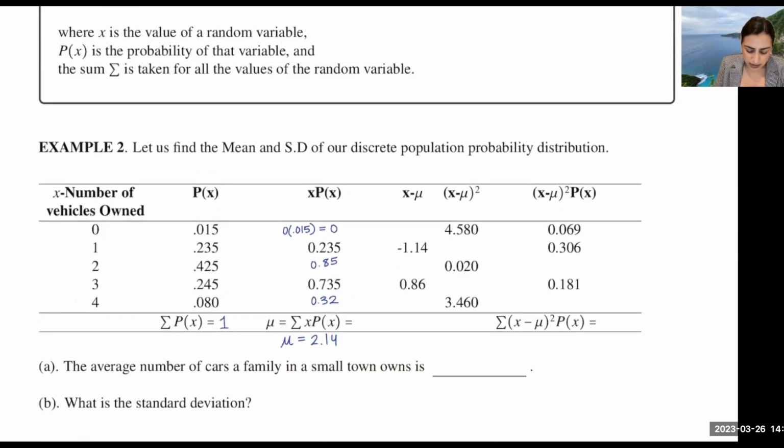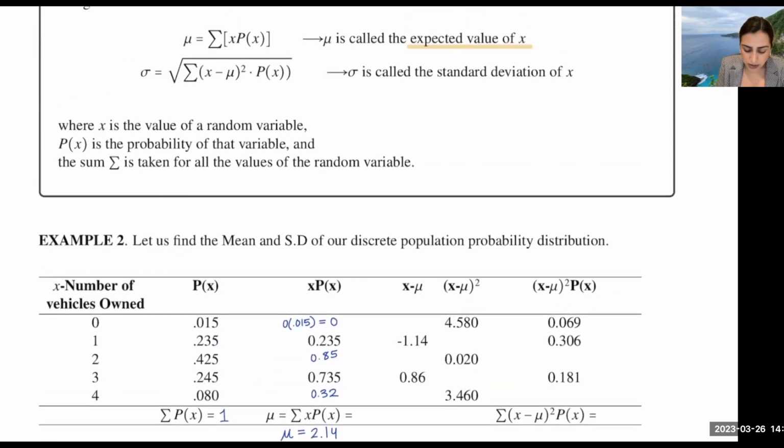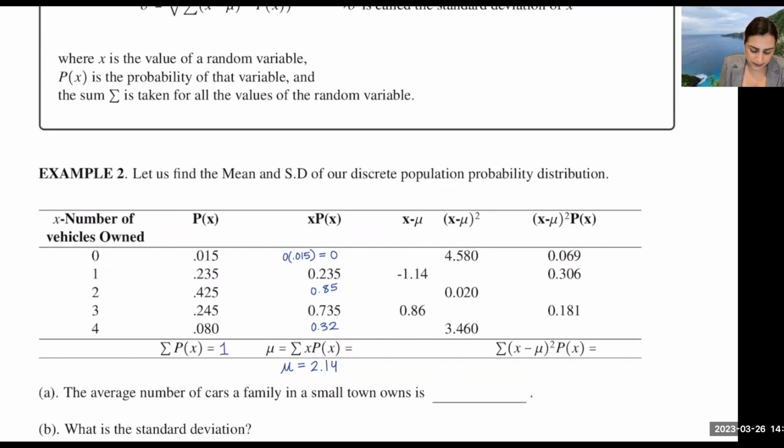Okay, so what this is telling me is, in terms of cars, the expected value of cars in this town is going to be 2. And that makes sense because that's actually what the highest probability is there, right? Most of the families there, let's say in Moreno Valley, they seem like they have 2 vehicles, because that's the highest probability. So the expected value, it makes sense for it to be 2.14. Most of the families own 2 vehicles.